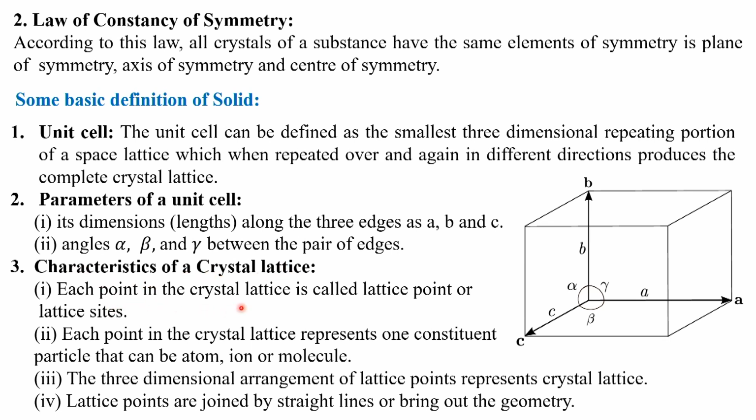Third point is the characteristic of a crystal lattice. Each point in the crystal lattice is called a lattice point or lattice site. Each point in the crystal lattice represents one constituent particle that can be an atom, ion or molecule. The three-dimensional arrangement of these points represents the crystal lattice. Lattice points are joined by straight lines to bring out the geometry.